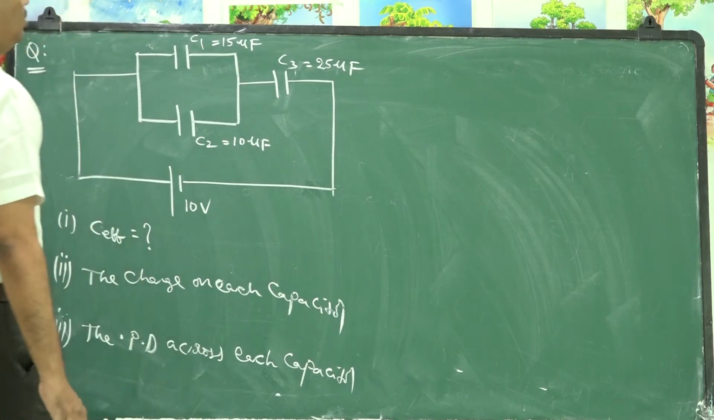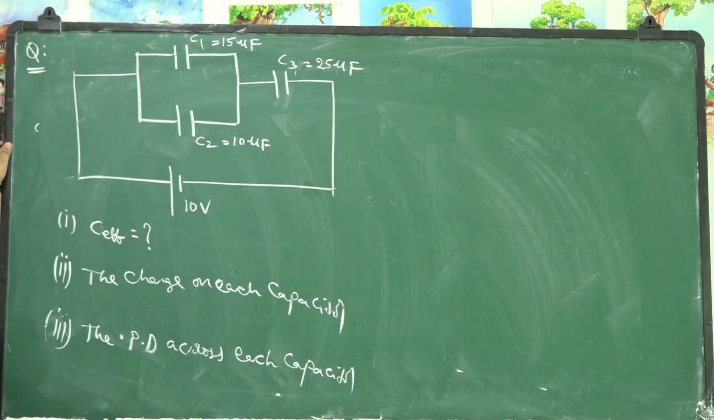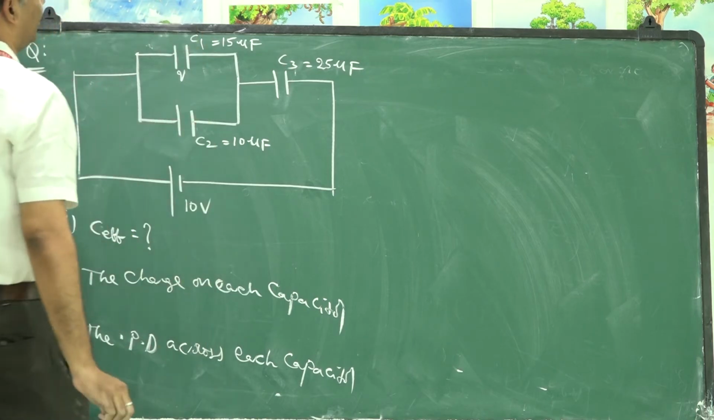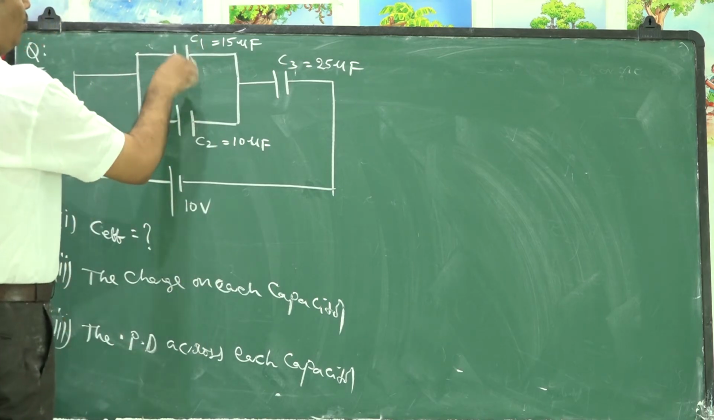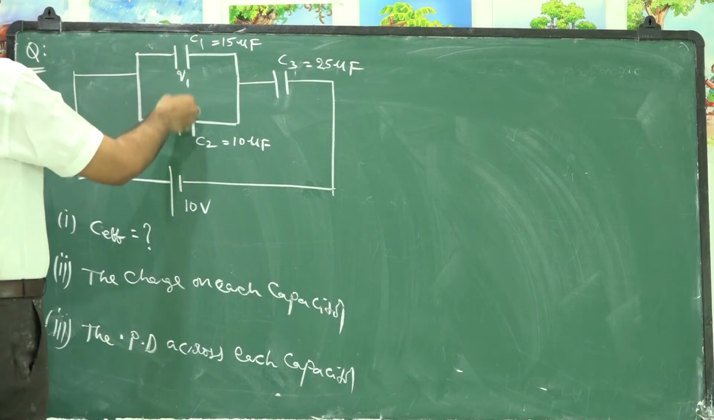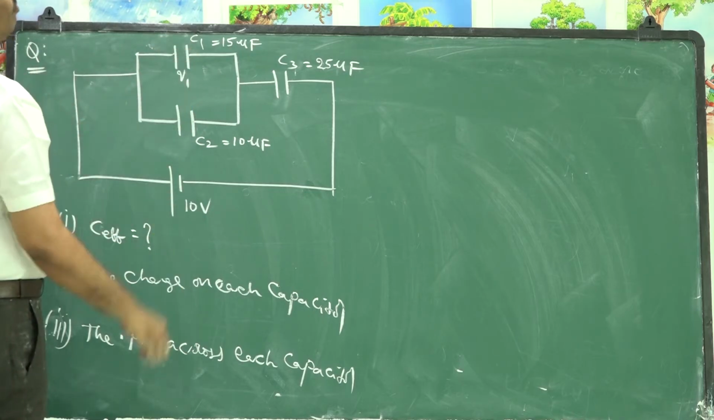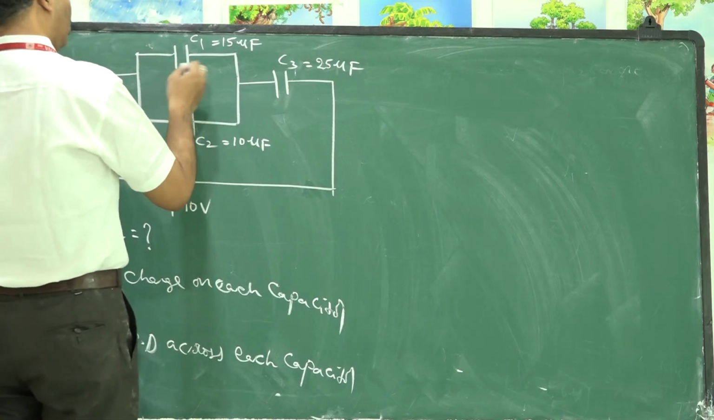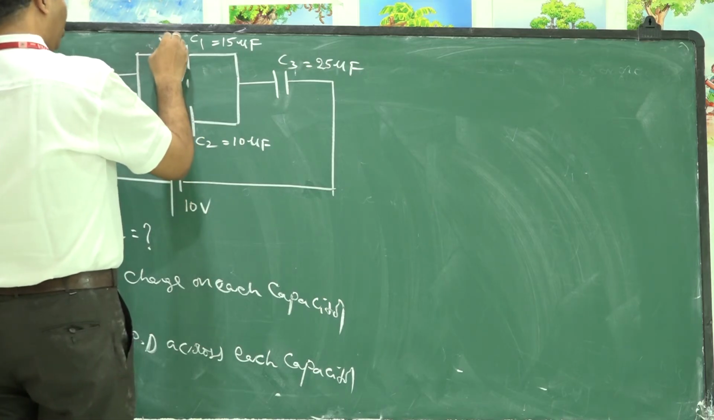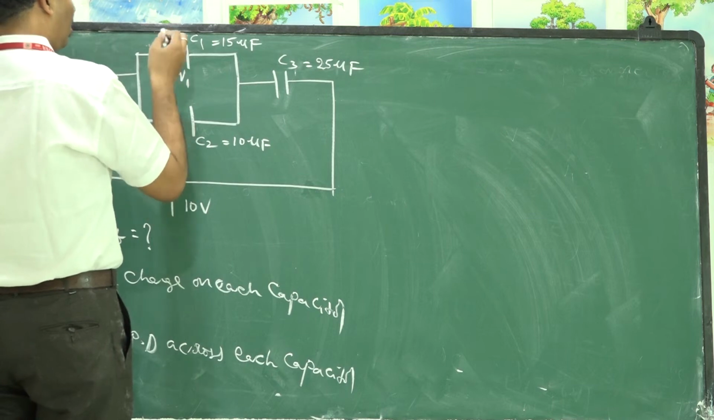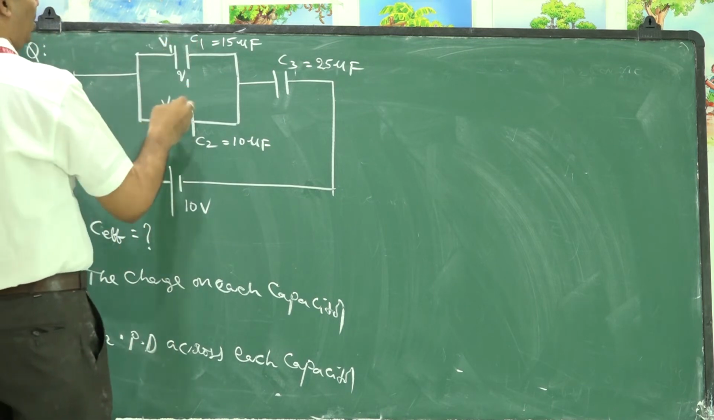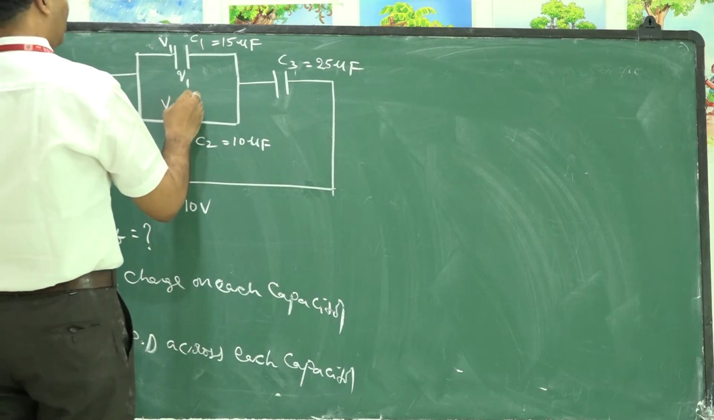So very simple. Let Q1 is the charge residing here, or Q, whatever you take. As they are in parallel combination, here and here, potentials are same. If suppose V is the potential here, or V1 is the potential here, the same V1 is observed here. Potential is the same. Charges are different. Here charge residing is Q2.